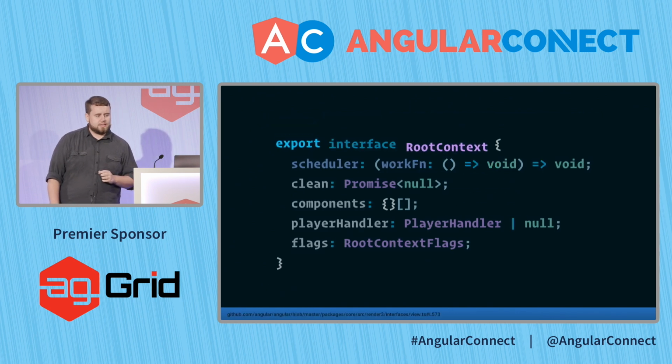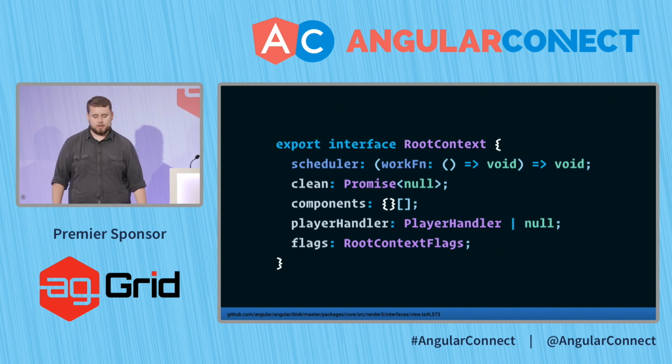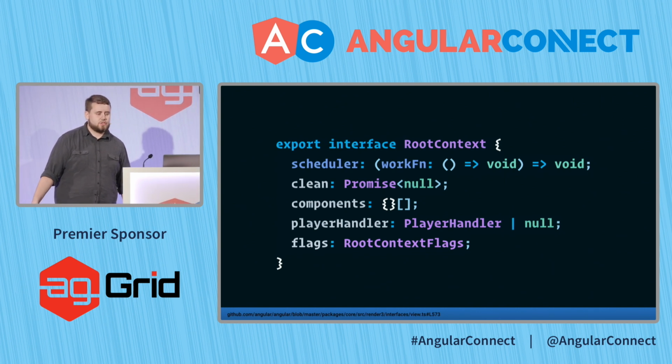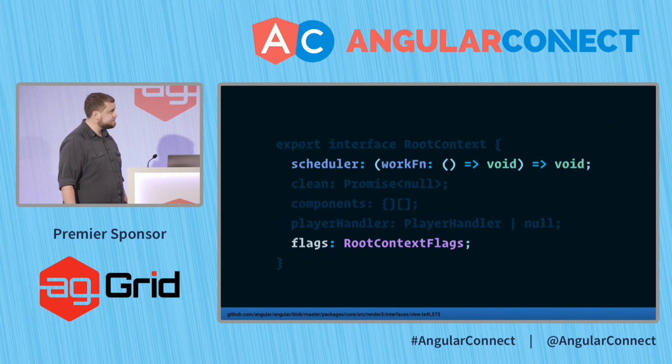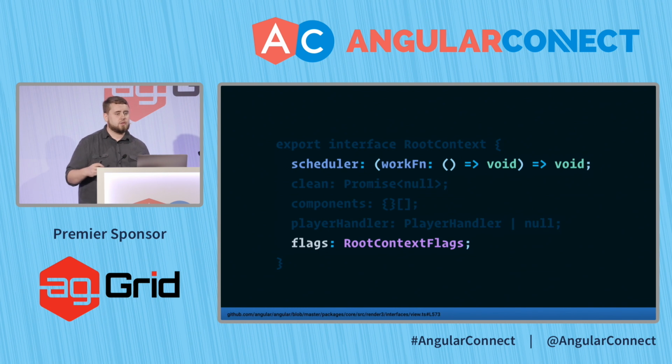So what is root context? Well, root context has information about how our Angular application is meant to run. And for change detection, there's two parts of it that we want to pay attention to. The first is a scheduler function. The scheduler is going to be responsible for making sure that some amount of work happens after everyone has scheduled work to be done. The second is the flags. Flags tells the root context what work will be done when the scheduler fires.